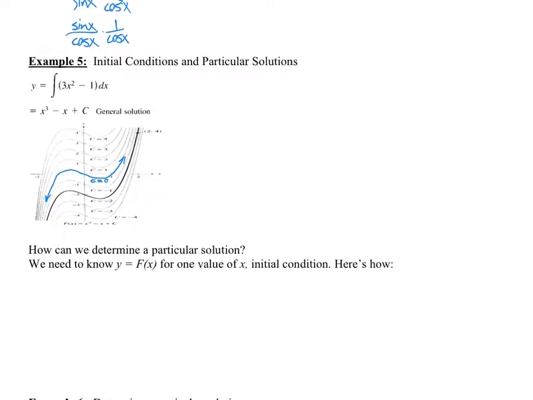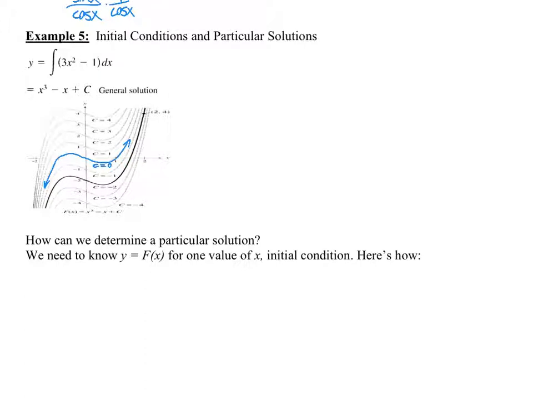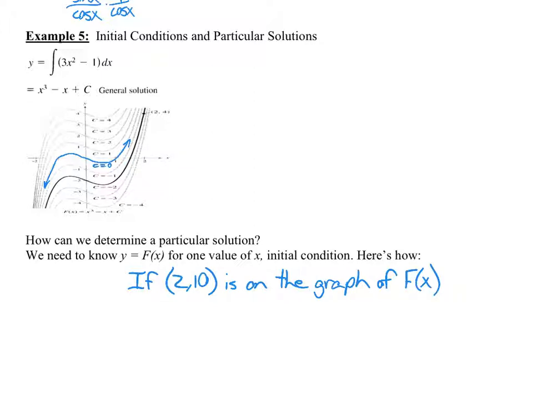So let's take a quick look at this. Let's say that I told you that the point 2, 10 is on the graph of the antiderivative. Okay, so what I would do here is take our antiderivative, we just need y. So 10 is going to equal 2 cubed minus 2 plus c.